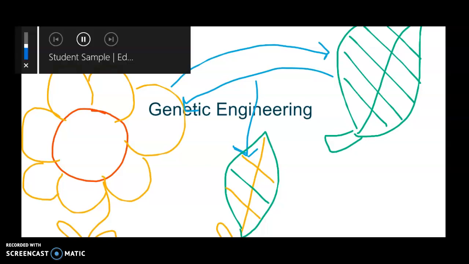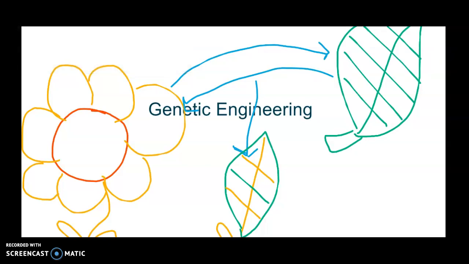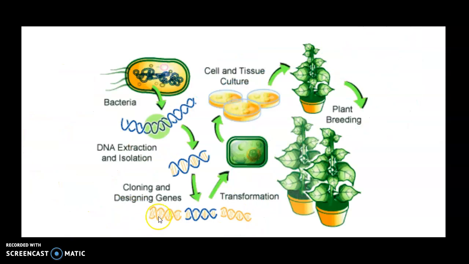And so with genetic engineering, I showed them how food is genetically modified, how they started off using bacteria, and how they extract DNA, clone the gene, and transform it to create a new plant. Genetic engineering has been around for years. A lot of people have not known that, but it started in the 70s.